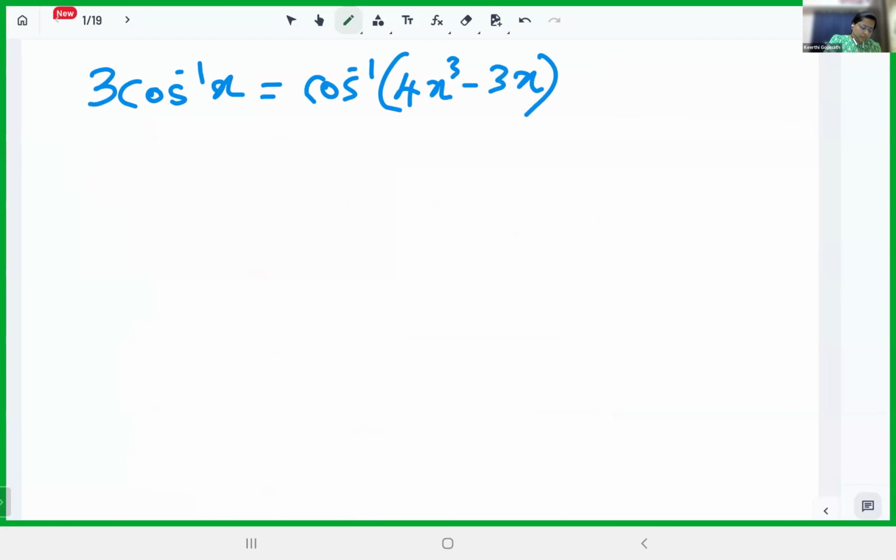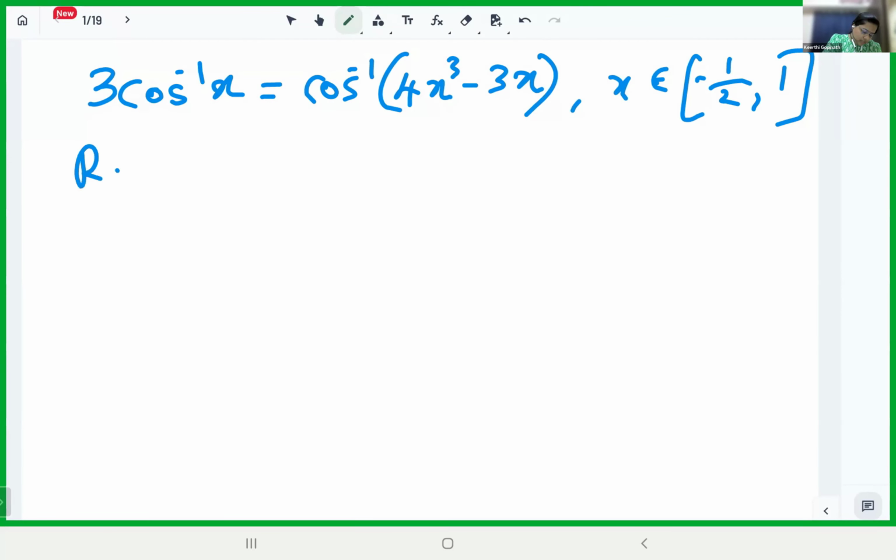Now, the second question. 3 cos inverse x is equal to cos inverse of 4x cube minus 3x. And they have given the domain x belongs to minus 1 by 2, 1. In that particular interval, this property is valid.